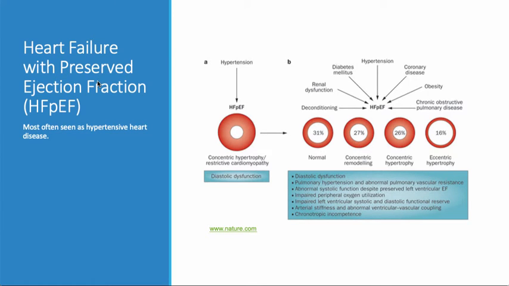Heart failure with preserved ejection fraction has a different model to consider. Remember that hypertension is a huge contributor to HFpEF, or diastolic heart failure, and other contributors may be thrown on top of it: obesity, COPD, coronary disease, diabetes, renal dysfunction, deconditioning. All of those things together can contribute to heart failure with preserved ejection fraction.